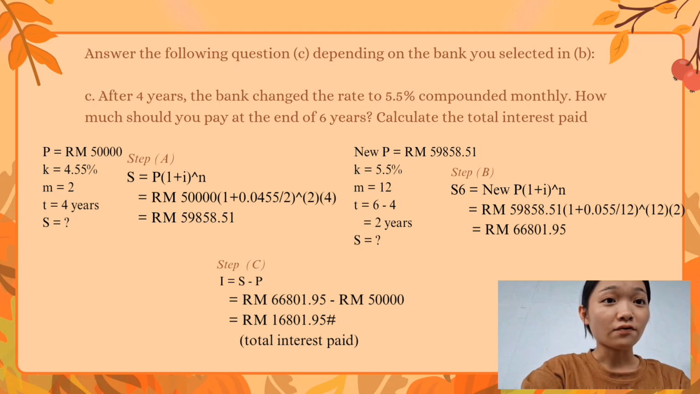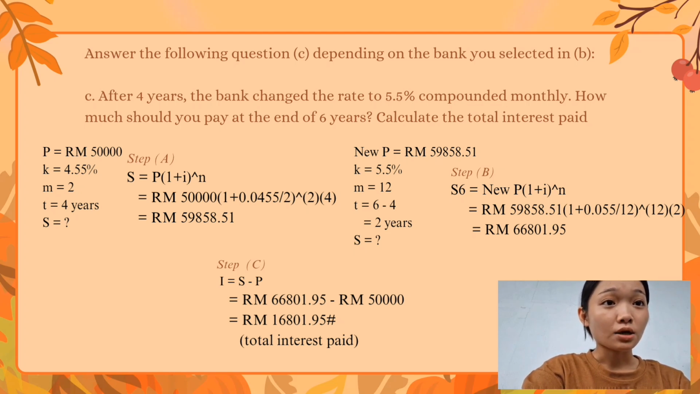K equals 5.5%, M equals 12, T equals 6 minus 4 equals 2 years. Key formula for step B is S6 equals P open bracket 1 plus I close bracket power N, equals 59,858 ringgit and 51 cent open bracket 1 plus 0.055 over 12 close bracket power open bracket 12 close bracket open bracket 2 close bracket, equals 66,801 ringgit and 95 cent. This is the 6 years of compound amount.